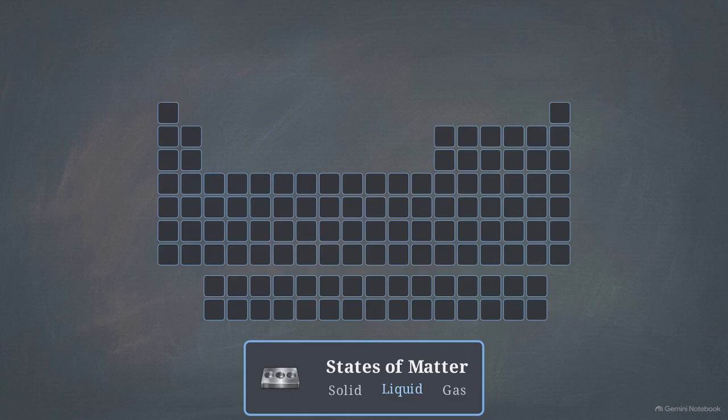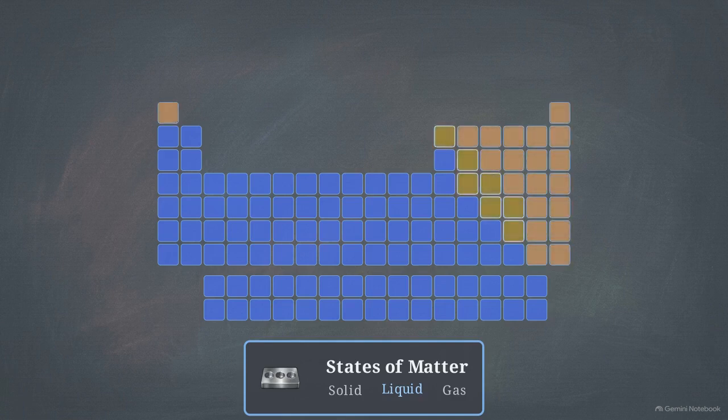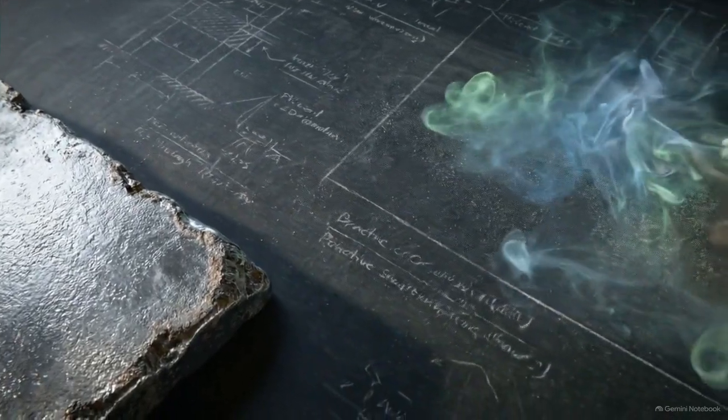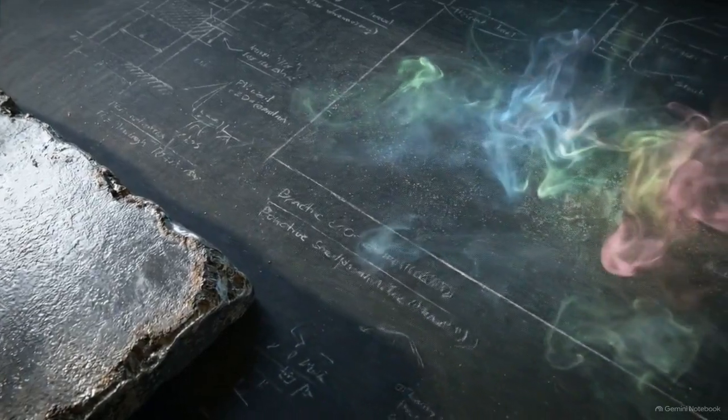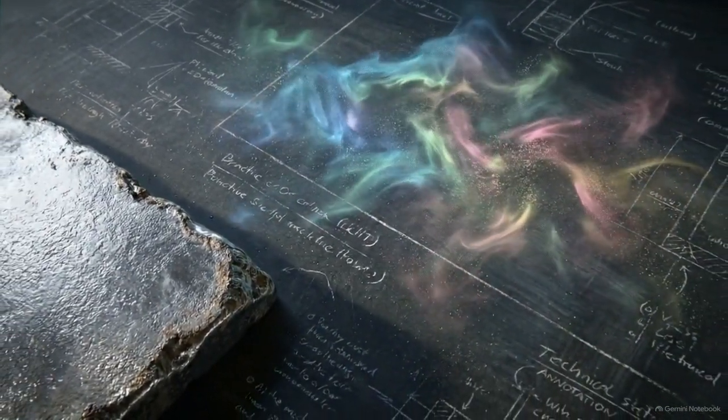There is a clear geographical divide across the board. Metals occupy the left and center, while nonmetals are clustered on the far right edge. The border region between them contains the metalloids, elements like silicon that possess properties of both groups. These atomic structures cleanly segregate the physical reality of our universe, separating heavy, conductive solids from completely invisible gases.